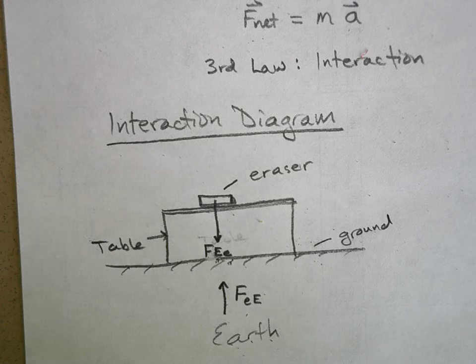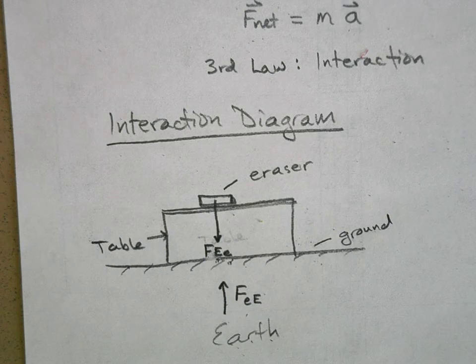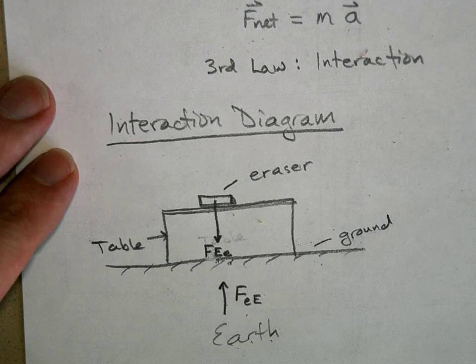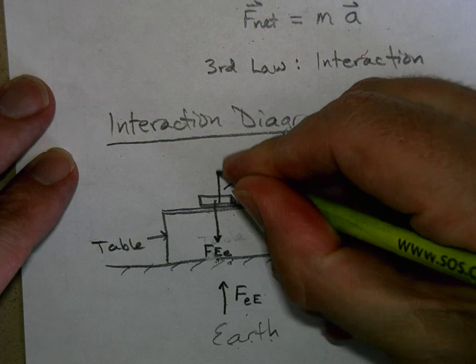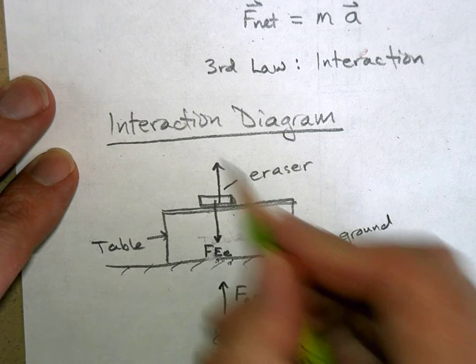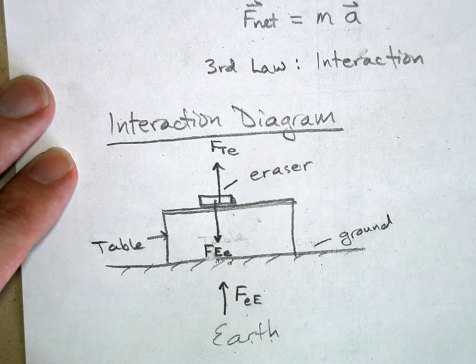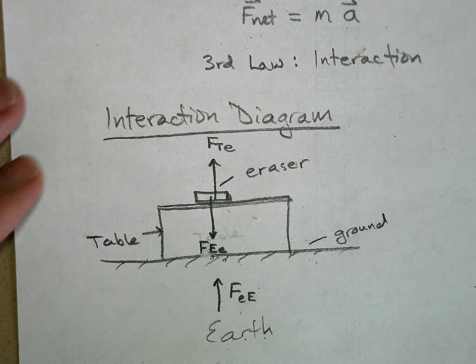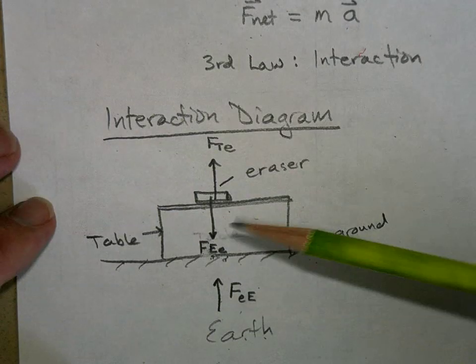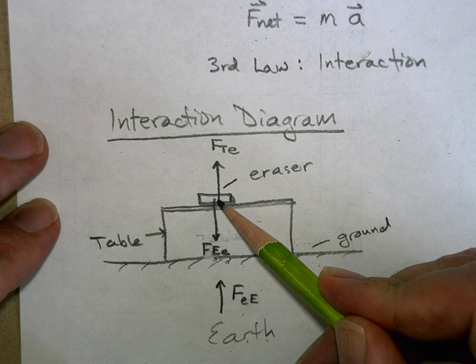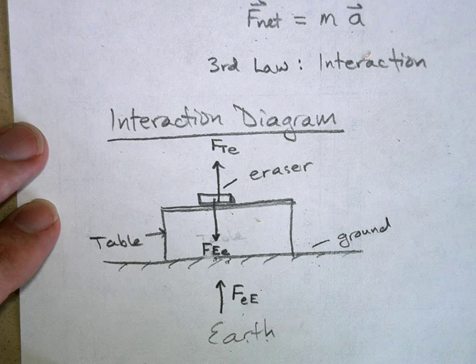It would accelerate towards the ground, right? At what rate? Yeah, 9.8 meters per second every second. So there's a force, and this is the force of the table on the eraser. F sub, okay? So look where the base of that is. This is a force acting on the eraser, and it's pushing the eraser up.